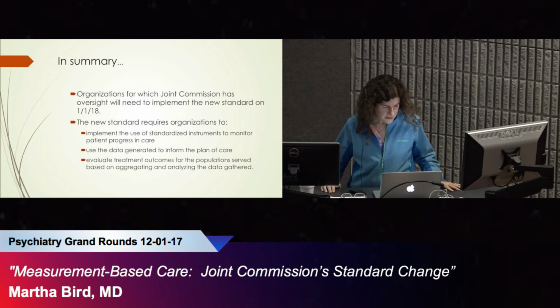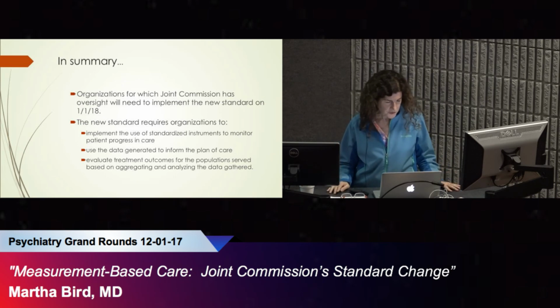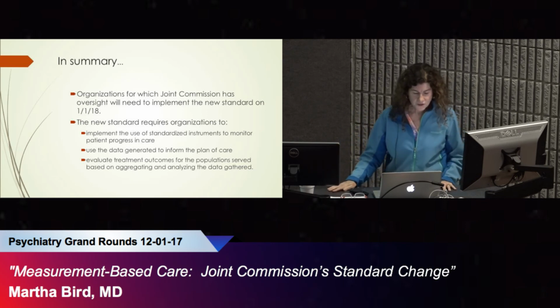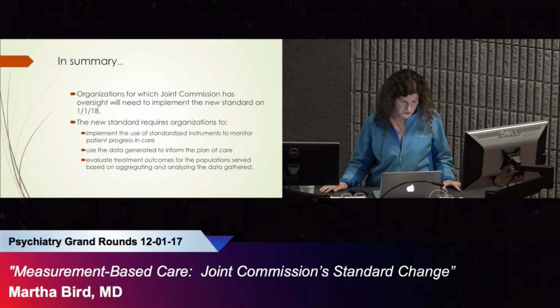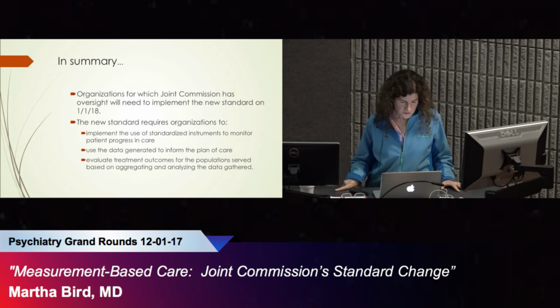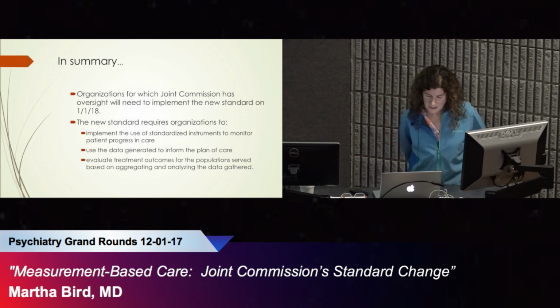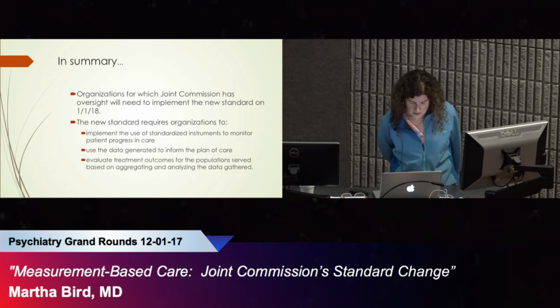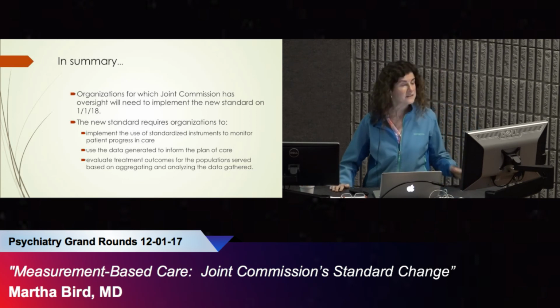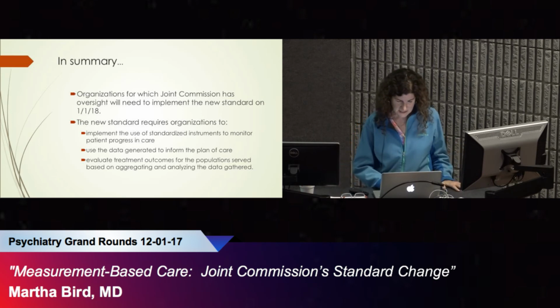So in summary, the organizations for which Joint Commission has oversight will need to be implementing the new standards as of January 1st. The new standards require organizations to implement the use of standardized instruments to monitor patient progress in care, to use the data generated to inform the plan of care, and to evaluate treatment outcomes for the population served based on aggregating and analyzing the data gathered.